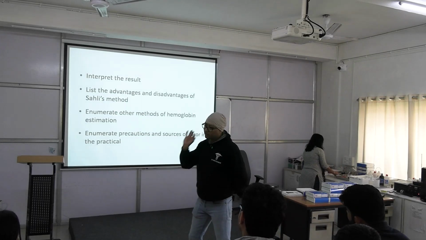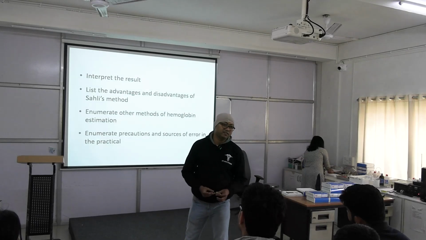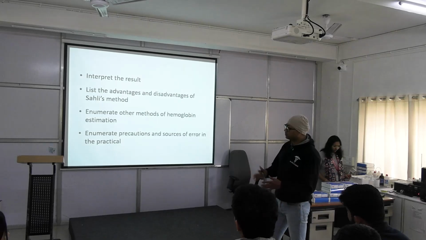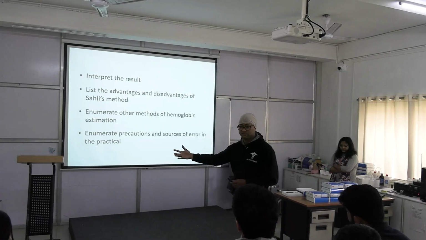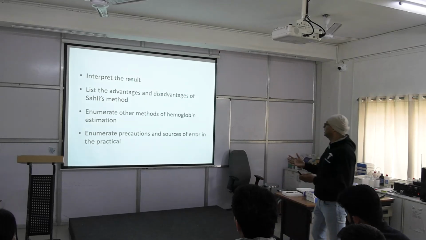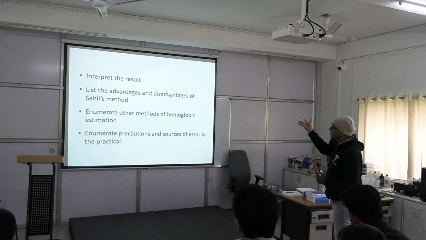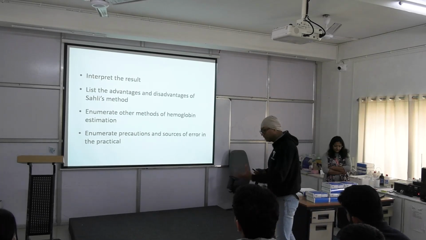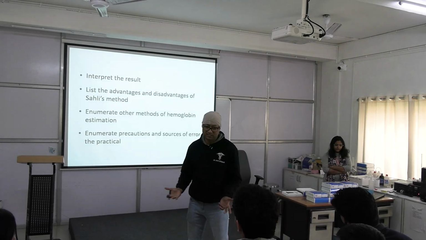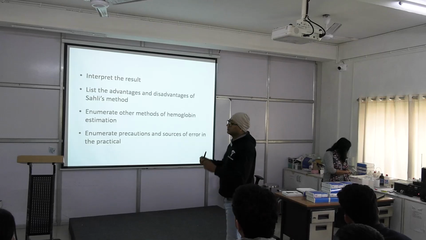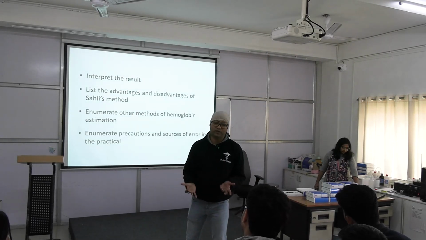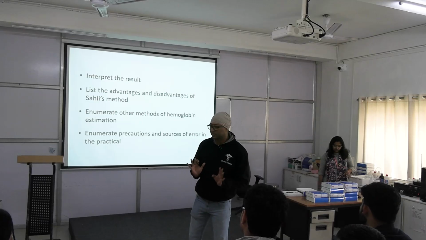The very first parameter under CBC is hemoglobin. Many times doctors may also suggest hemoglobin separately, hemoglobin estimation. So, interpret the result, then list the advantages and disadvantages of Sahli's method, and ultimately you will come to know that Sahli's method has many disadvantages, and the hemoglobin estimation we will do by this method will not be accurate. Still we will use it.